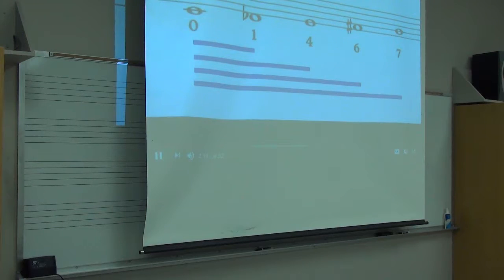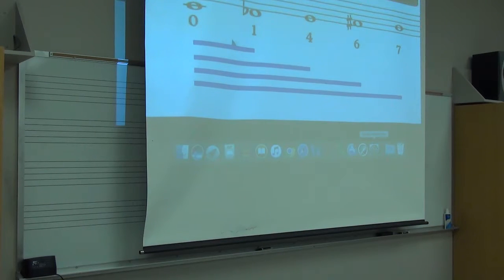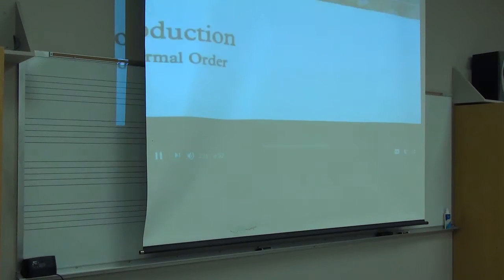So down below this set, I've labeled the notes by how much distance there is between them in half steps. And this is called integer notation. I just use numbers, integers, to label how many half steps I've moved between the notes.